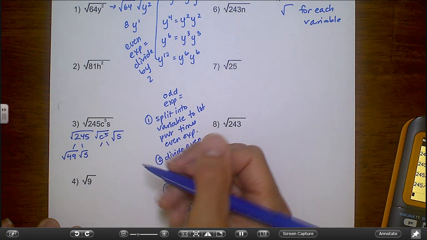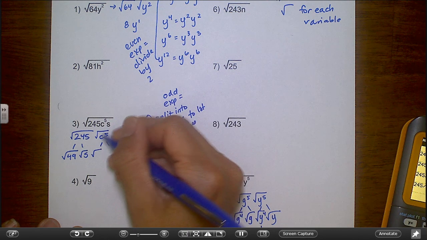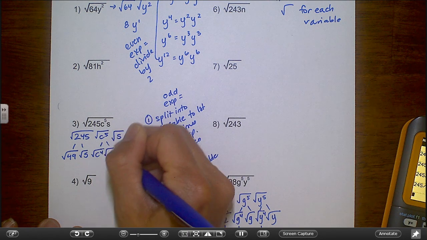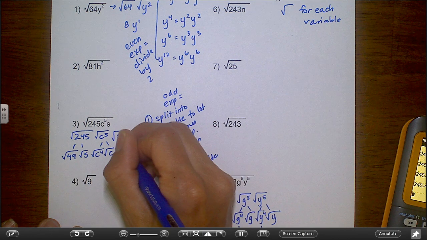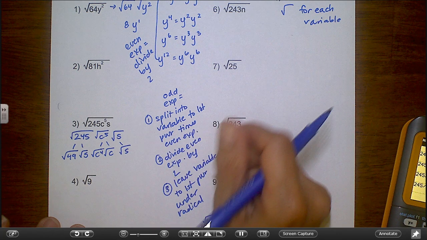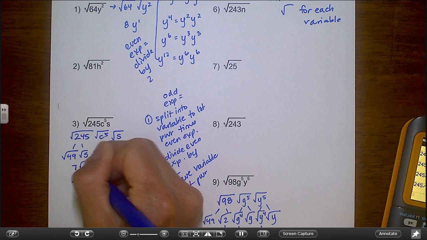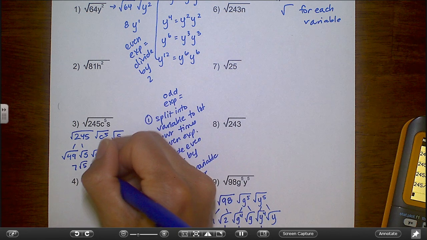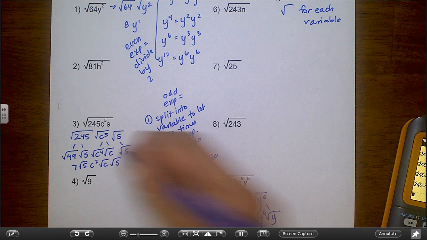C to the 5th, I have to split up. So I have to make this even. So c to the 5th has to become c to the 4th times c. And then s, square root of s is just square root of s, right? It's already simplified. It's like having a root 2 or a root 3 or a root 6 or whatever. All right, so the square root of 49 is 7 times the square root of 5. Square root of c to the 4th is c squared times the square root of c. And then the square root of s is just the square root of s.